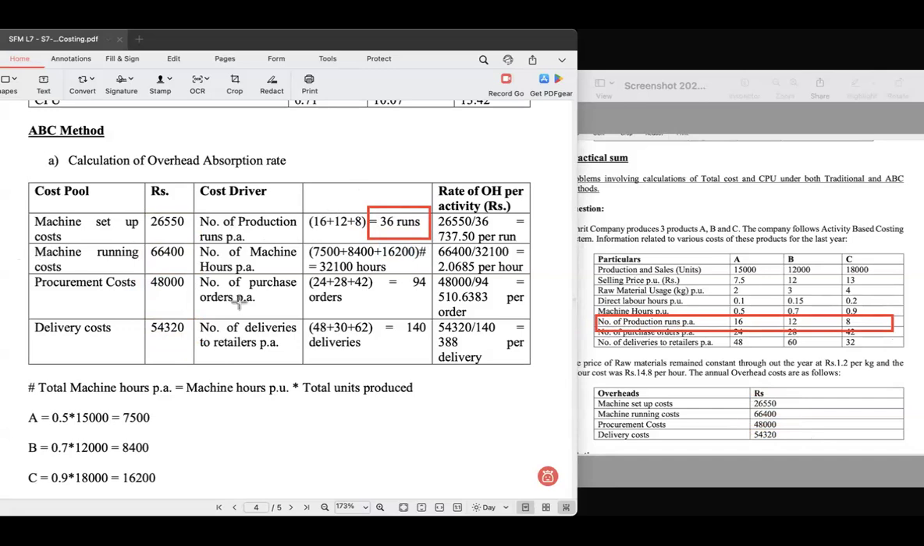Let's go to procurement cost. Their cost driver is number of purchase orders. Where do we have it? Over here. So 24 here, there is an error here.